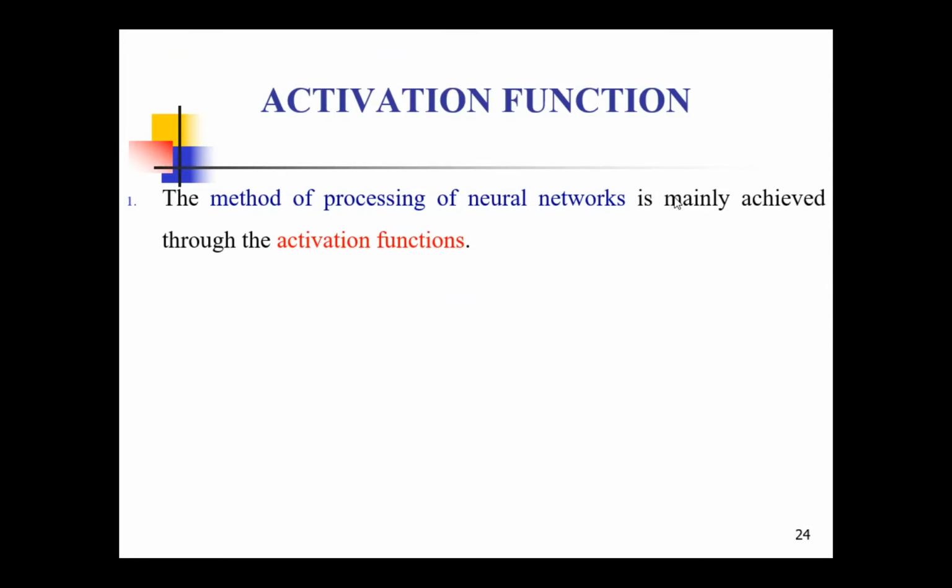Then we move on to the activation functions. The activation function is a method of processing in neural networks. Activation functions provide the output based on the propagation function values, depending upon the weightages provided. So the output mainly depends upon the activation function, or in other terms, the method of processing of neural networks is mainly determined by these activation functions.